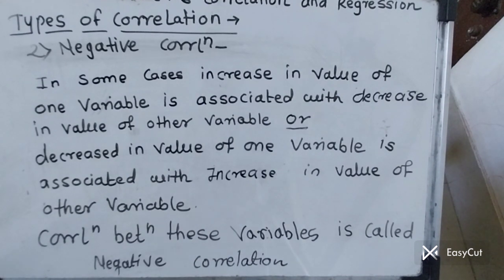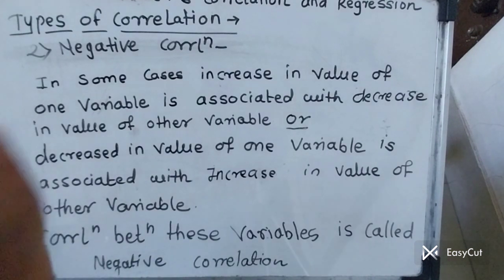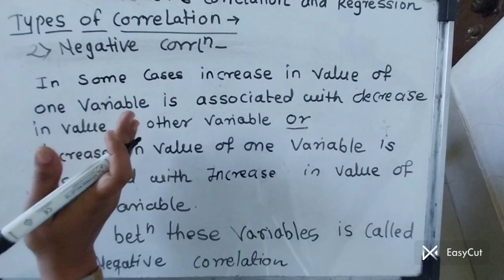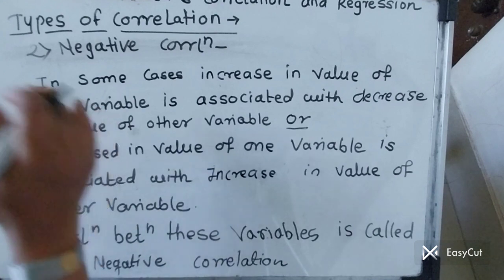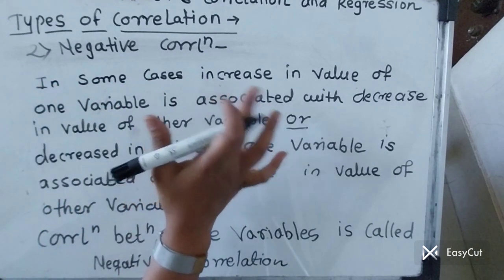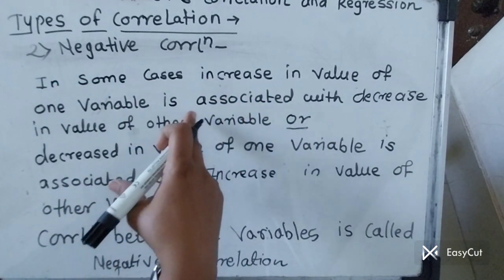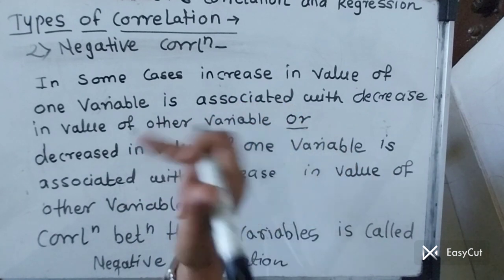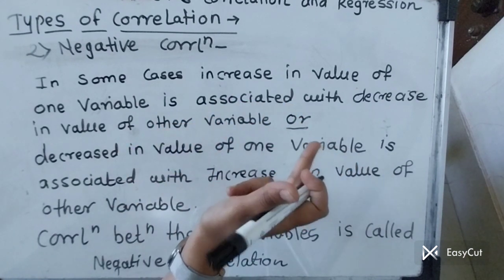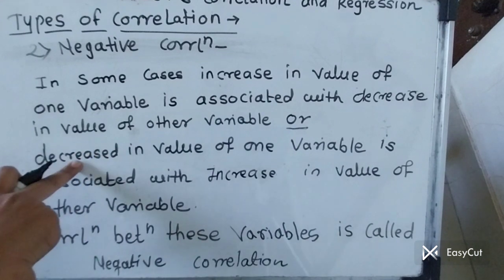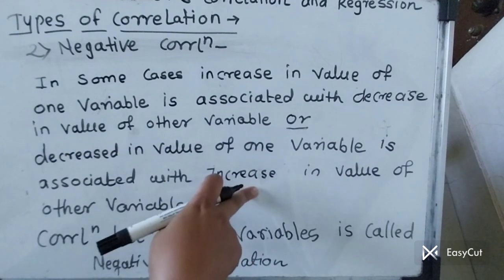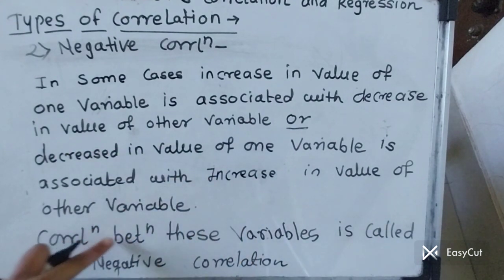Next definition is negative correlation, exactly opposite to the positive correlation. In some cases, an increase in the value of one variable is associated with a decrease in the value of the other variable. Or we can say if the first variable decreases, then the second variable increases. In this situation, we call it a negative correlation.